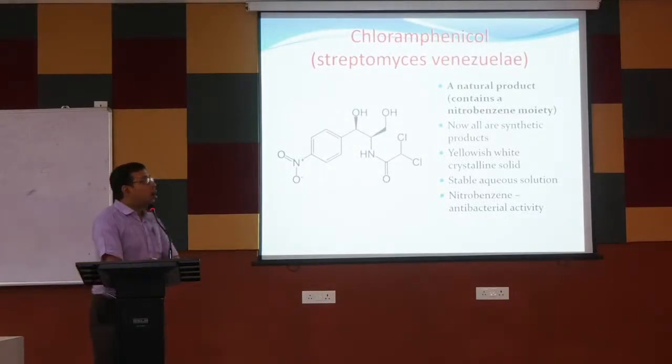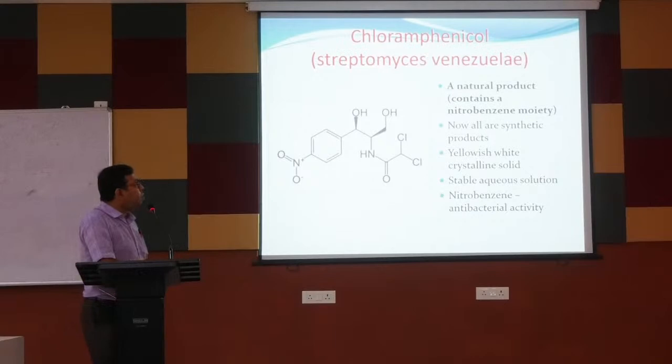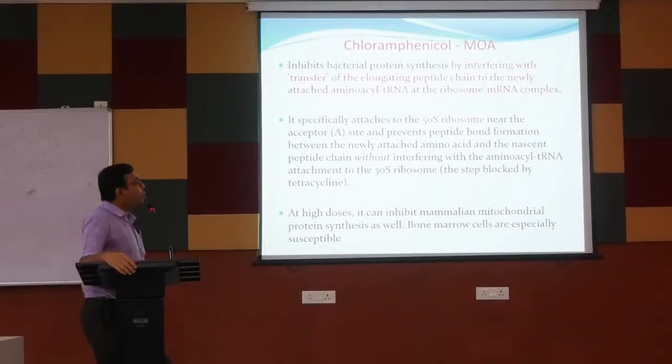Lastly, coming to chloramphenicol. So chloramphenicol is obtained from Streptomyces venezuelae, which is another organism from which it can be obtained. This is the chemical structure. Now, all the chloramphenicol available is a synthetic product. They have a nitrobenzene ring, which has antibacterial properties. So the antibacterial property occurs due to this nitrobenzene ring.